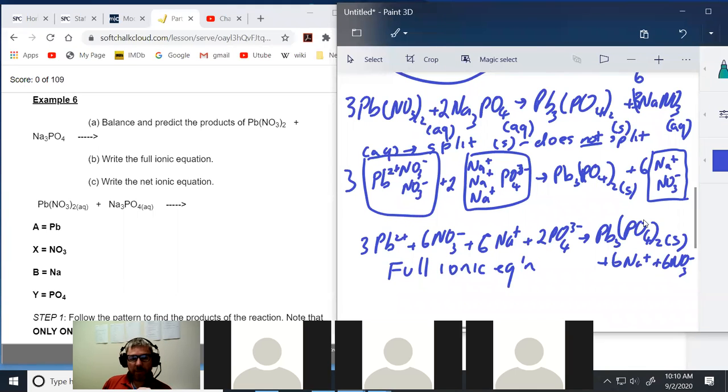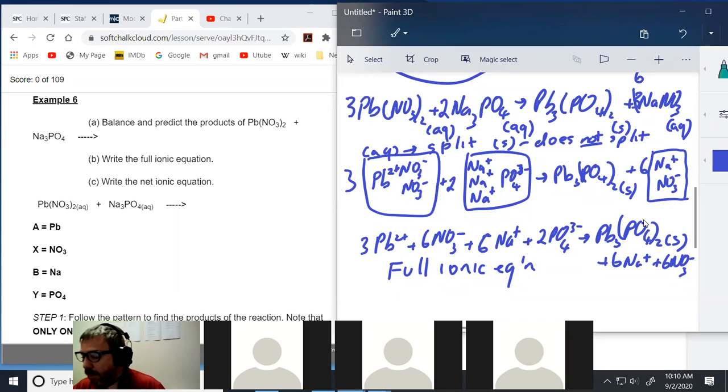Okay, the next one there is the net ionic equation. That's actually not too bad. The net ionic equation takes into account and gets rid of anything that's the same on both sides of the reaction, what we call spectator ions, things that don't change, things that are going to be aqueous on both sides and really don't need to be there.